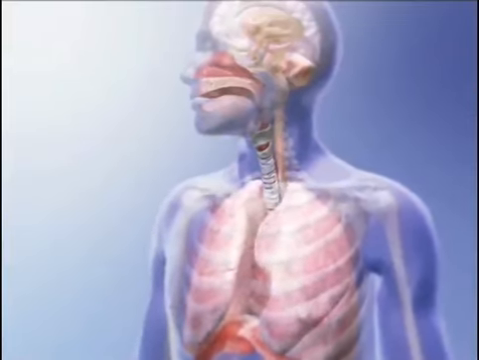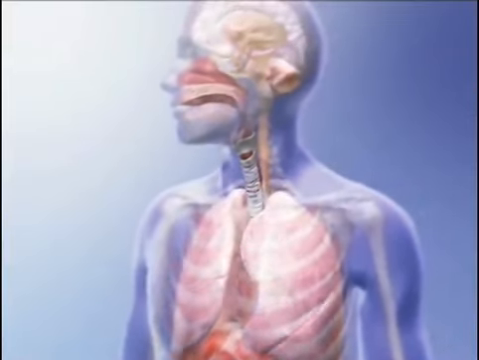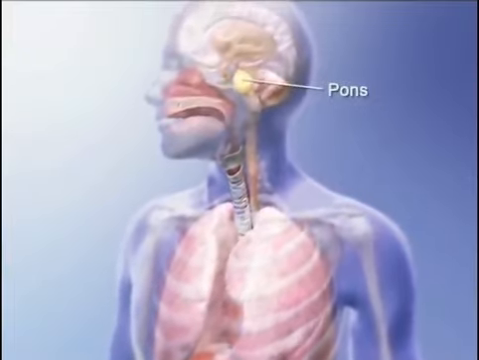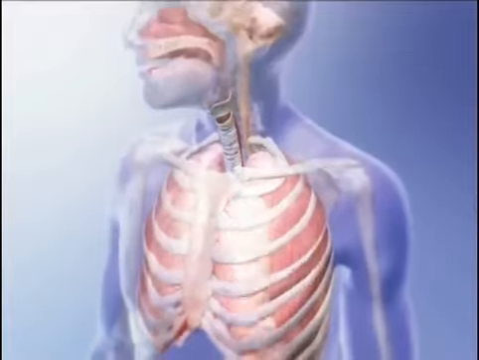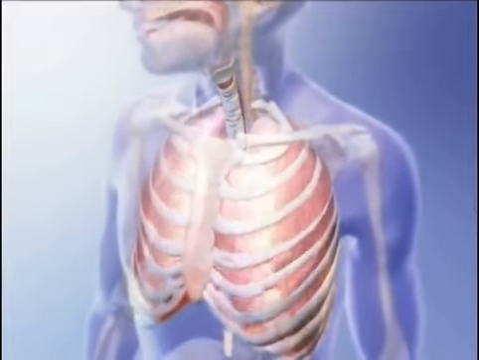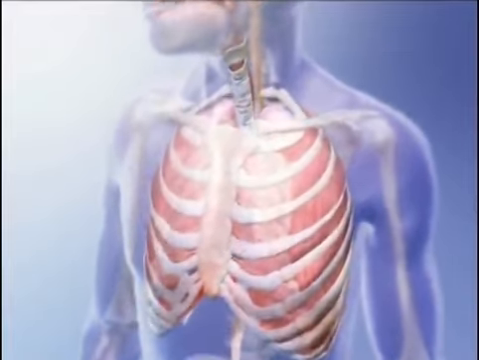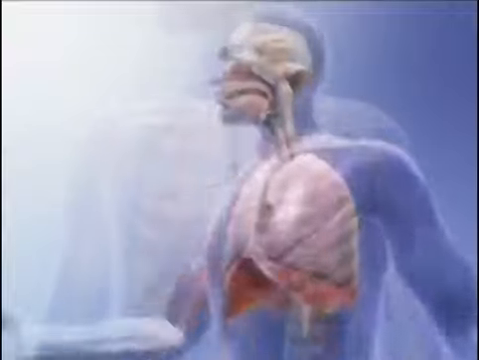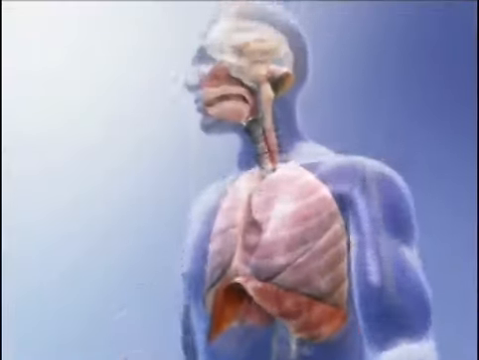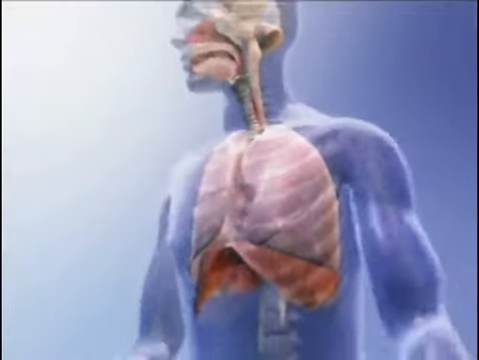Respiration is an involuntary function. Nerve impulses transmitted by the pons and the medulla oblongata to respiratory muscles regulate the respiratory rate. The rate of normal breathing is 12 to 15 breaths per minute. The body adjusts the rate and depth of normal breathing in response to metabolic needs.